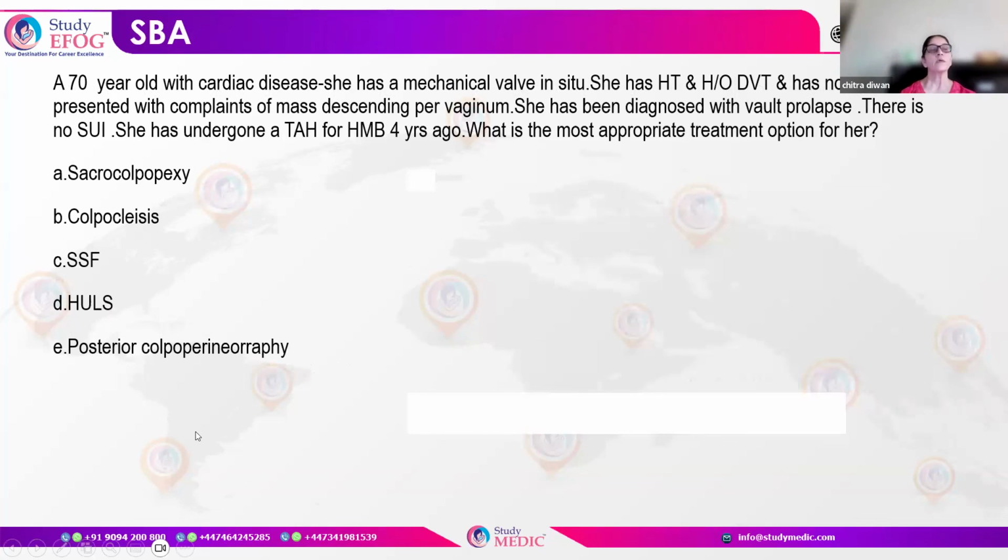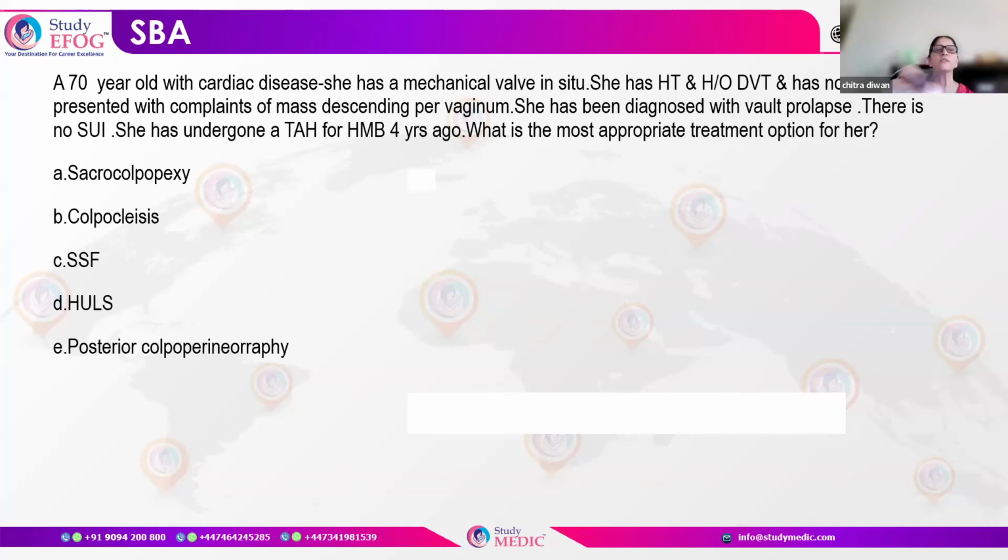Now you have a 70-year-old woman. She has cardiac disease, she has a mechanical valve in situ, she has hypertension, she has a history of DVT in the past. Now she is presenting with a mass per vagina and she has been diagnosed as having a vault prolapse. No symptoms of urinary incontinence. She has undergone a total hysterectomy for heavy menstrual bleeding 4 years ago. What would be the best treatment option for her?